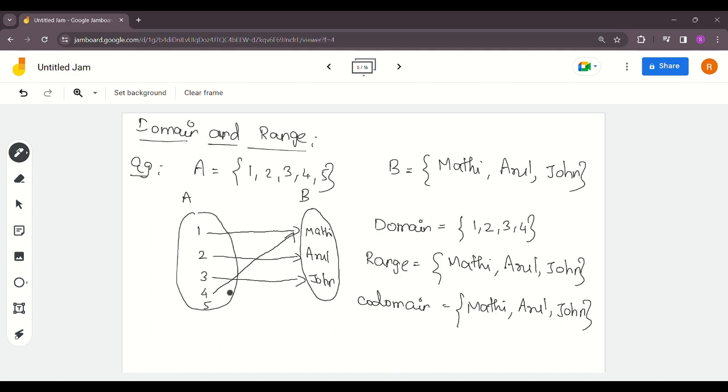But domain, I again repeat, in a relation, is nothing but the used part of your left hand side. Here it is 1, 2, 3, 4. Range is nothing but the used part of your right hand side. And codomain is your entire right hand side. So now let us see one more example.